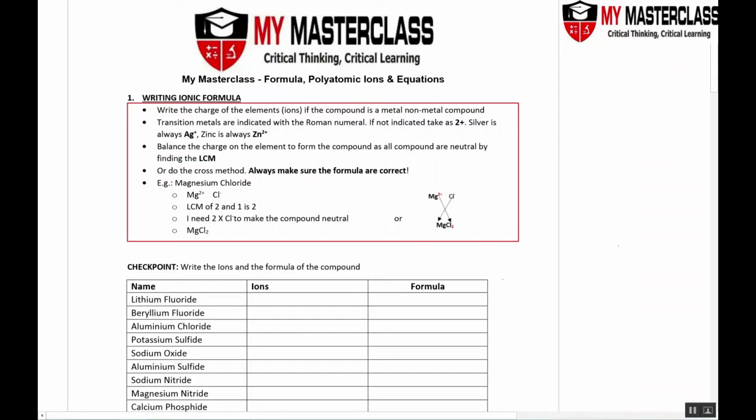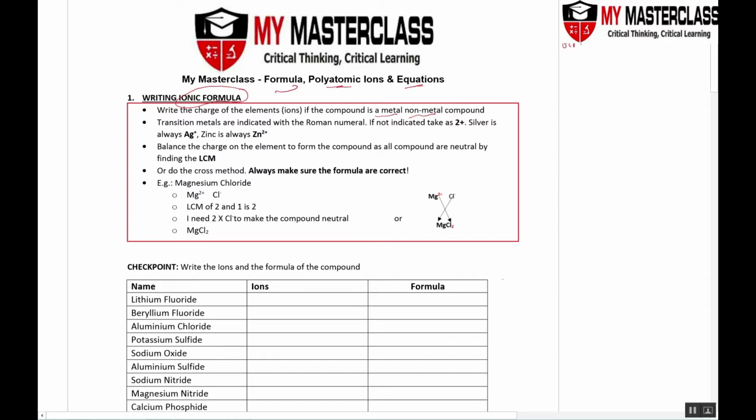Hi students, in this chapter we are looking at formulas, polyatomic ions and equations. So the first part we will be looking at writing ionic formulas. Recall your ionic compound: this is a compound between a metal and a non-metal. For ionic compounds between a metal and a non-metal, the first thing you have to do is to get the ions from your periodic table.